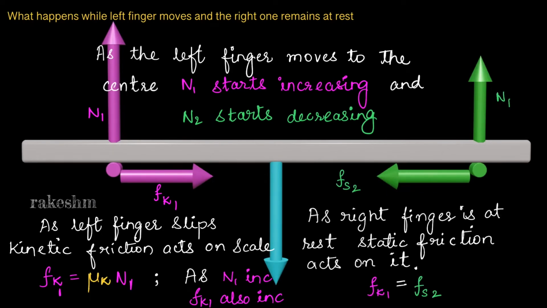Let us now see what is happening at the right finger. When this finger was moving left, at the right finger what is happening is, as the right finger is at rest, static friction acts on it. So there is a static friction which acts on the right finger because it is at rest. And we saw that this rod here is in equilibrium. So these two frictions must be equal always. So the kinetic friction must be equal to the static friction on this. As this kinetic friction is going on increasing, the value of this static friction is also going on increasing. It has not reached its maximum value, but the static friction is also going on increasing.